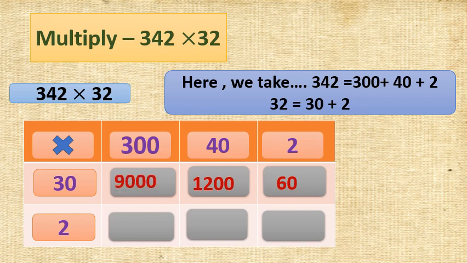Now see here, 3 3s are 9, correct? Now this has 1 zero and that has 2 zeros, that makes 3 zeros. So here we will give 3 zeros. Okay. Now we will move to this 2. 2 2s are 4. 2 4s are 8 and 1 zero, 80. 2 3s are 6 and 2 zeros, that is 600. Right? Now we will add all these numbers.